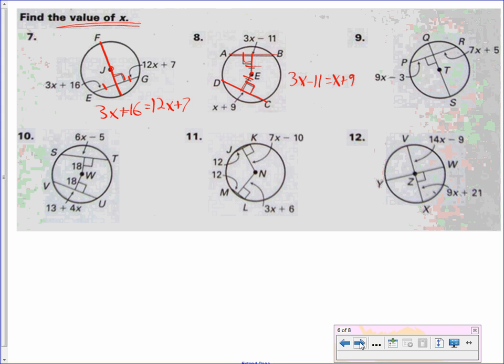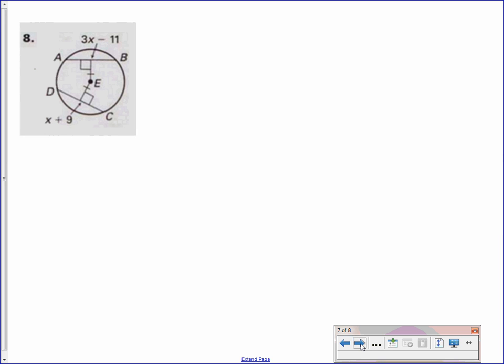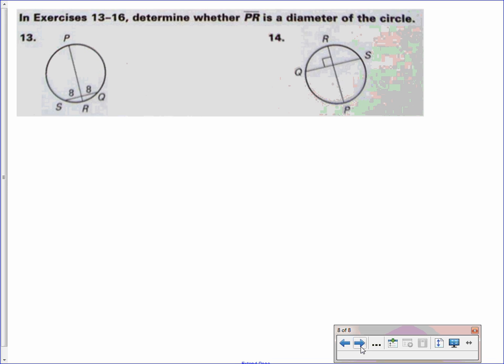The rest of these are fairly similar to this. Number 12 is kind of a trick question. Those are just radii of a circle. So these two expressions are going to be equal to each other. All right, same idea there for number 8. I think we just did that one. Determine whether PR is a diameter of the circle. All right, so for this one, is PR a diameter?